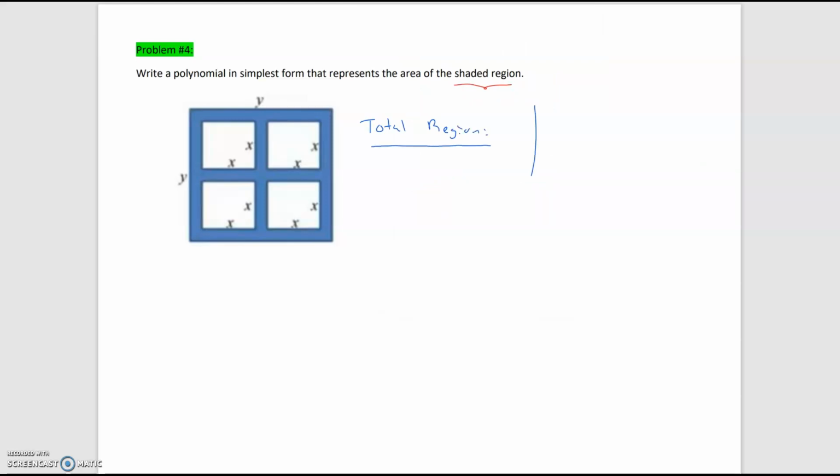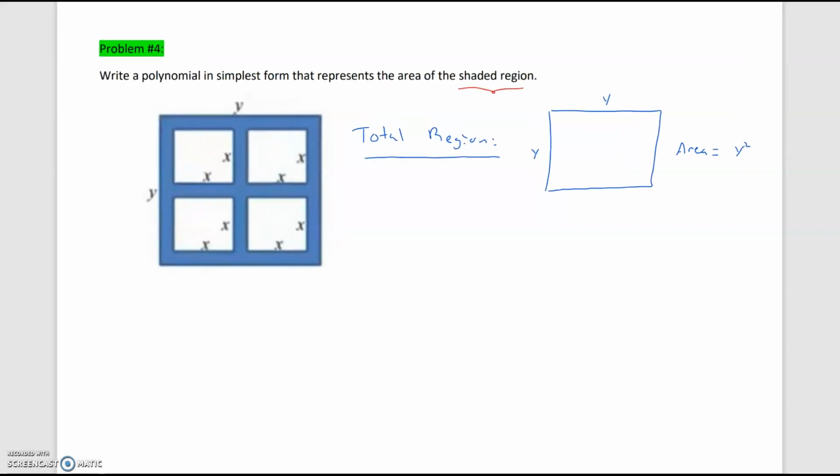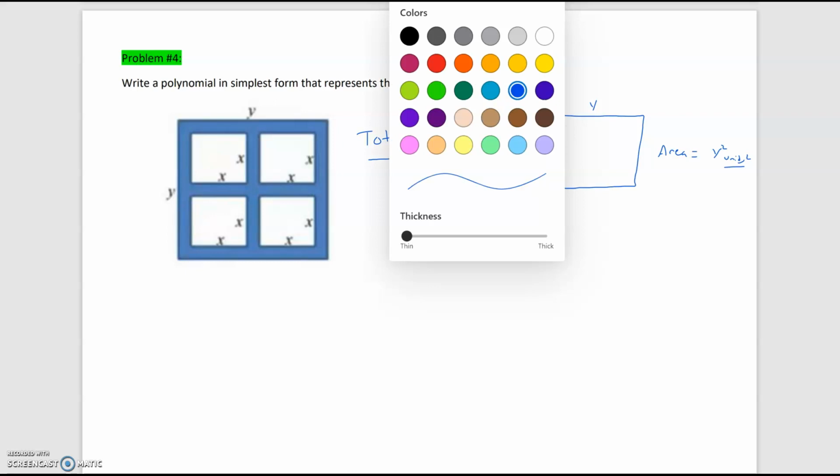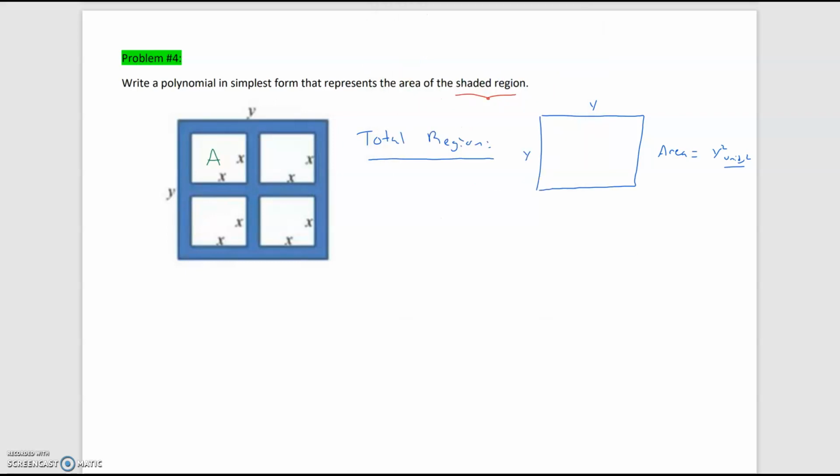So when you look at the total region, you're looking at the large square that has sides y and y. So the actual area is equal to y squared, also units squared. Okay, and then if we look at the smaller regions, in this case, let me call this A, B, C, and D. And let me write it as region A, B, C, and D.